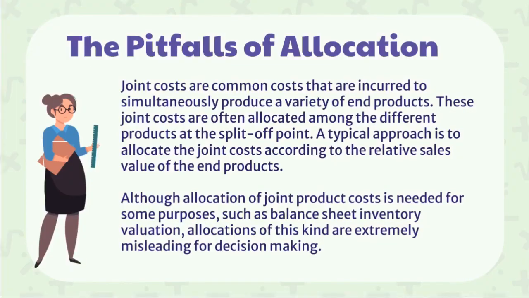The pitfalls of allocation. Joint costs are common costs that are incurred to simultaneously produce a variety of end products. These joint costs are often allocated among the different products at the split-off point. A typical approach is to allocate the joint cost according to the relative sales value of the end products. Although allocation of joint product costs is needed for some purposes, such as balance sheet inventory valuation, allocations of this kind are extremely misleading for decision making.